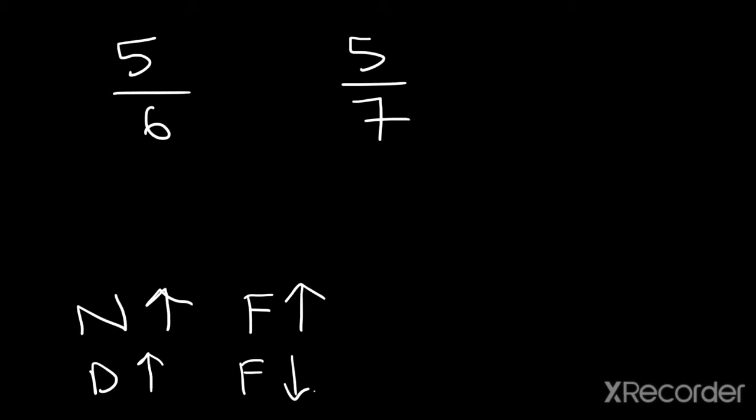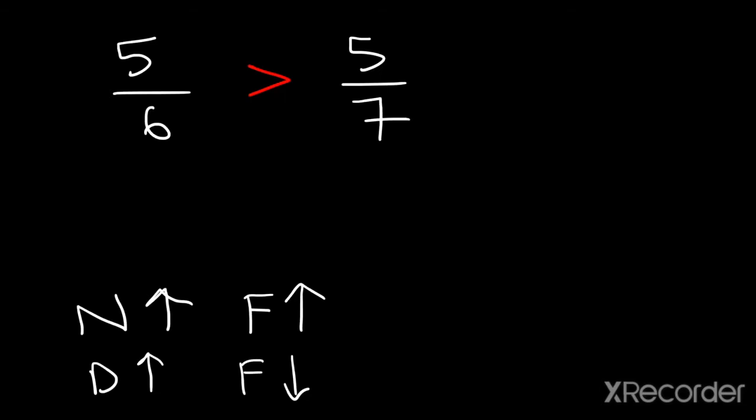So what this means is that if you have a fraction with a very large denominator, the value of the fraction, the decimal value, will be very small. Now notice that 7 is greater than 6. Therefore, this fraction, 5 over 7, will be less than 5 over 6. So 5 over 6 is greater than 5 over 7.